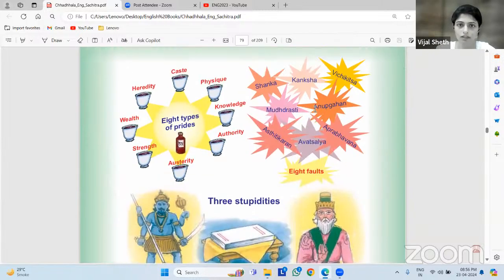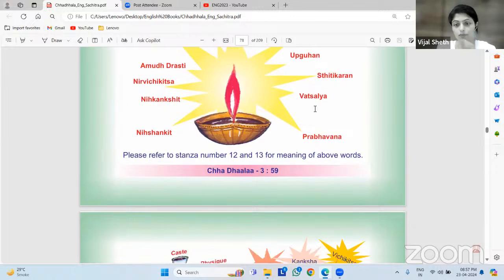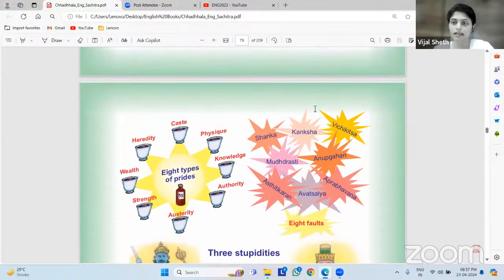This page has all the 25 faults. So first I said Vasu Mad, 8 types of pride. What are these pride? We will see in the next stanza, but they have mentioned over here. What are the 8 dosh? These 8 components, opposite of these are the 8 dosh. So Nishankit, then the opposite is Shanka, is a dosh. Nikankshit, so Kanksha is a dosh. Nirvichikitsa, so Vichikitsa is a dosh. Amud Drashti, then Murdha is a dosh. So you will see here exactly opposite of all the 8. These are the 8 kinds of faults. So 8 plus 8, 16.